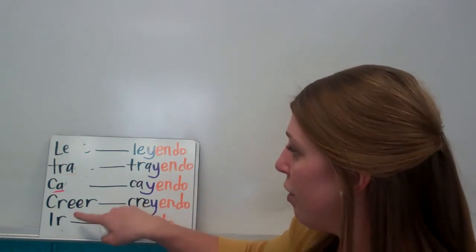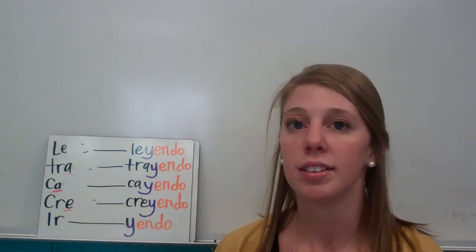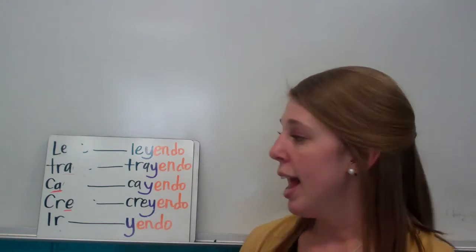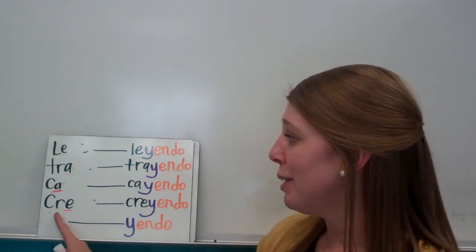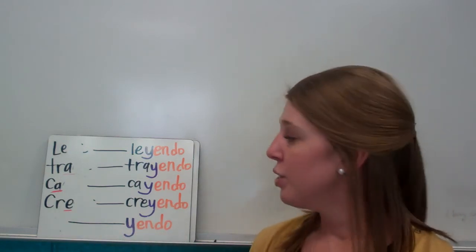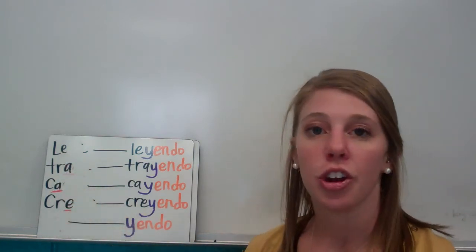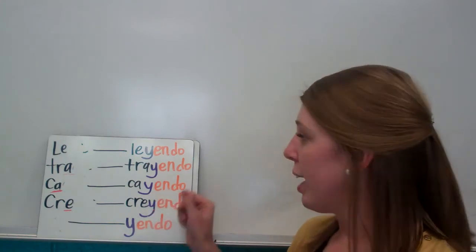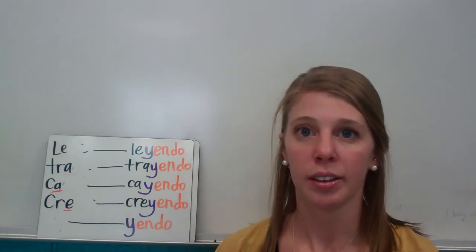With creer, we're going to take off the ending, and we're left with an E at the end of the stem, so it's going to change to a Y, so creyendo. And then for oír, poor thing, when we take off the IR, we're left with nothing, and so we just put yendo in the blank, oyendo. So whenever your stem ends with a vowel, you're going to change the I in the ending to a Y. It means the exact same thing, we just have to change it because of spelling.